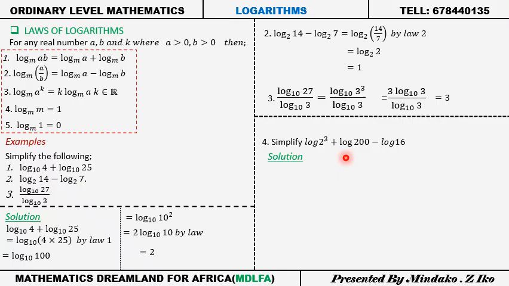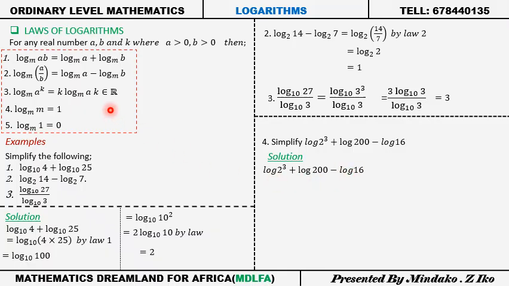Anyways, let's just look at the solution. Okay, so that is it. Now notice here that we can actually apply law 3. Since the bases are not given, it means they are in base 10. So it's like log of 2 to the power 3 to the base 10 plus log of 200 to the base 10 minus log of 16 to the base 10. Okay, so that is it.